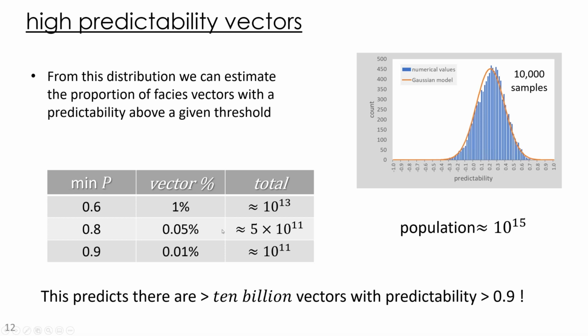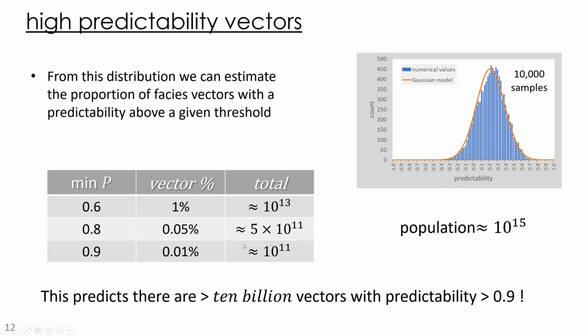Sorry, 0.05%. And 0.8 really is a pretty good match. You'd be quite happy with that for most applications. And if you really push it to 0.9, you can hardly see any difference at all between the synthetic and the data trace. And 0.01% of facies vectors have this quality of match. But that's still a huge number, 10 to the power 11. So, over 10 billion facies vectors with a predictability of above 0.9.